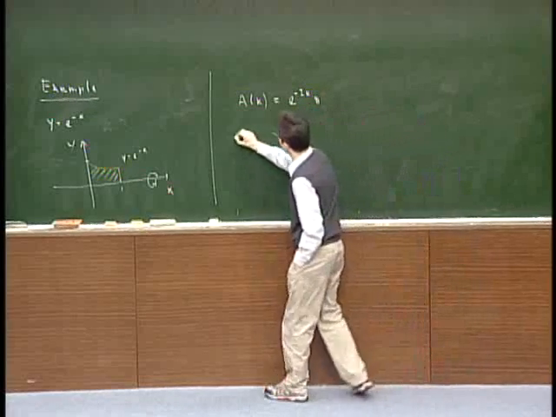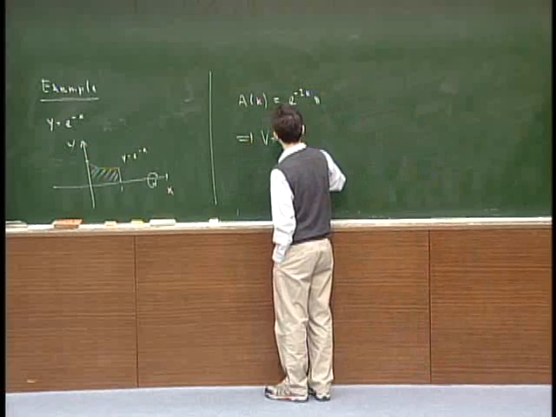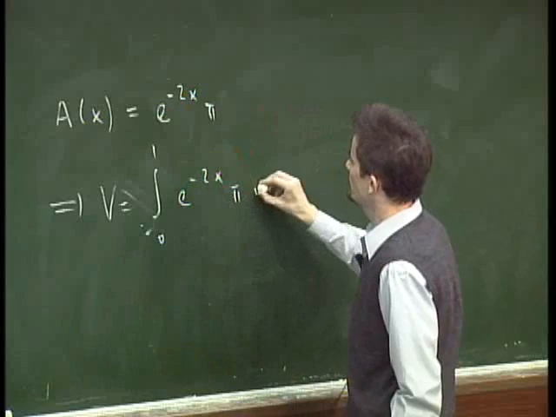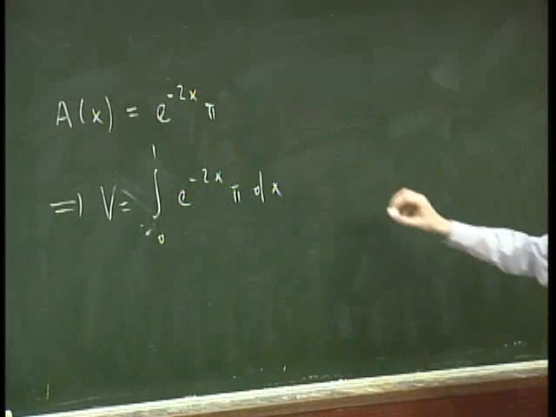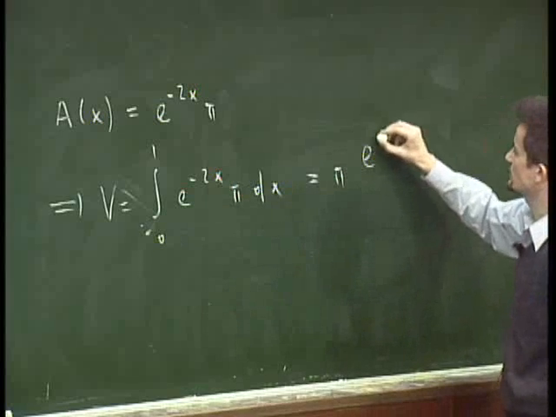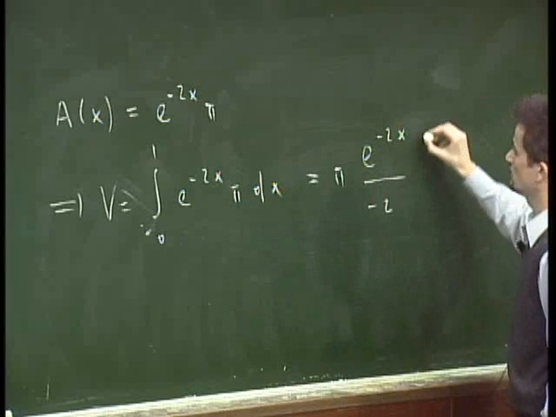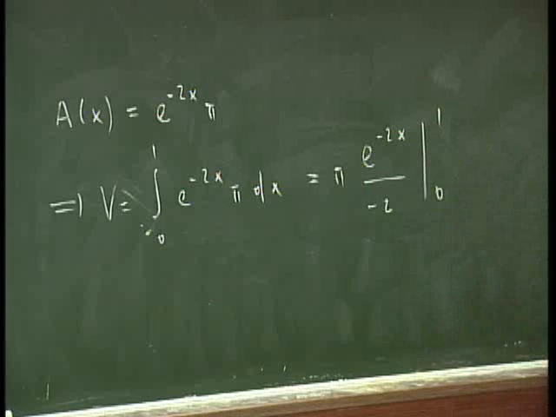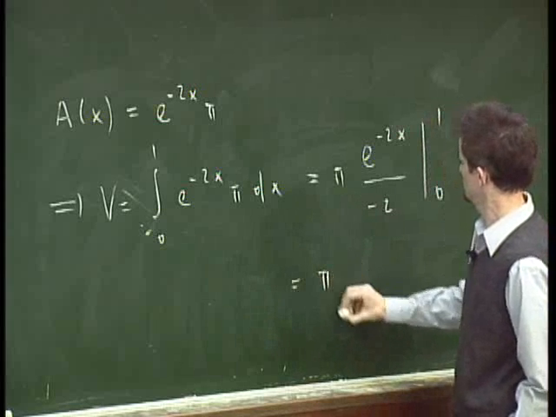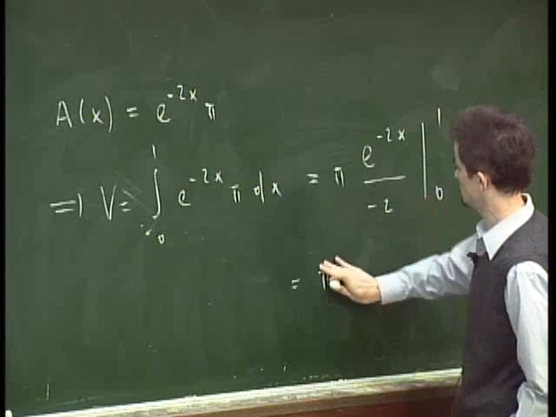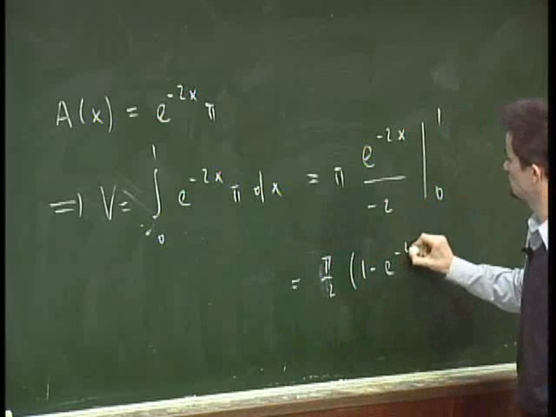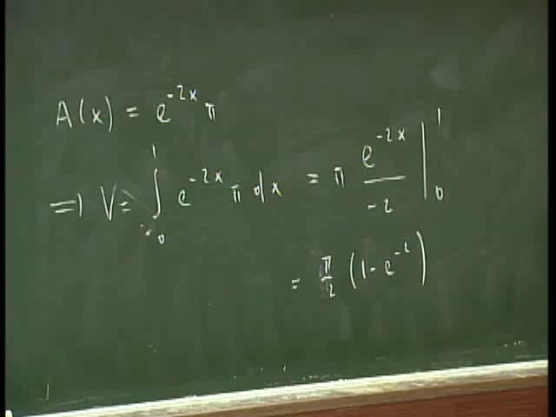So if you are interested in the volume, you have the integral from 0 to 1 of A(x), so e to the minus 2x pi dx. Now this is not complicated to compute. You can do substitution or compute it directly. Evaluate it at 0 and 1. So you have pi times one half times (1 minus e to the minus 2).